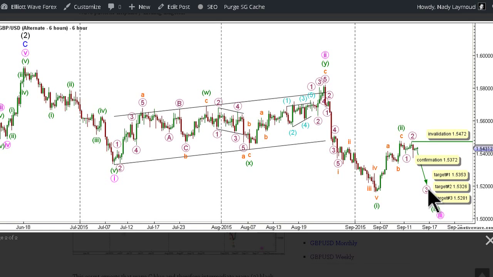So to wrap this up, this week's main count expects cable to continue moving toward the upside to complete a correction labeled wave 2 green, while the alternate count expects that correction to be complete and that cable is moving toward the downside in an impulsive manner within wave 3 green.